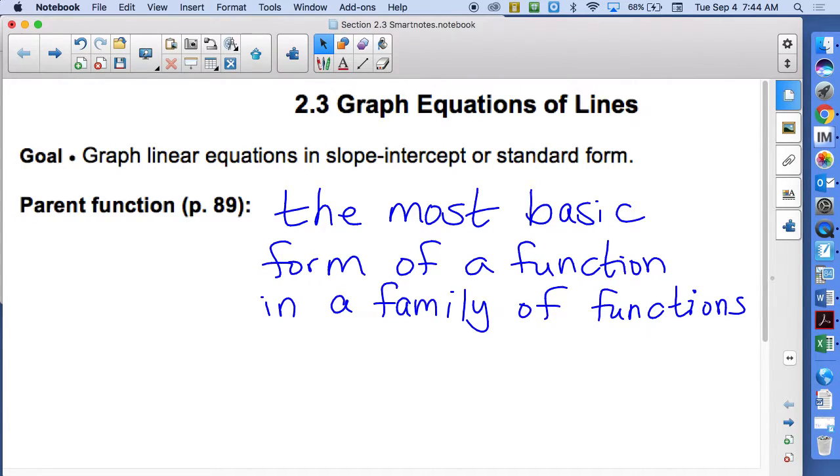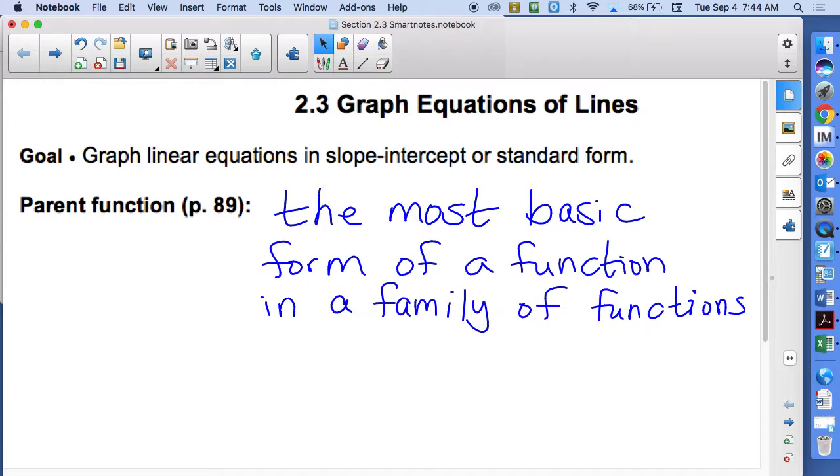So functions have parents. Functions are also considered families. A family is just the same type of equation that you're working with. So a line is considered a family of functions. The parent function would be the basic form of a line, and we're going to look at that right underneath. But we will talk about quadratic functions. That's another family of functions, and we'll look at the parent function, and then all the different ways that we can change that.